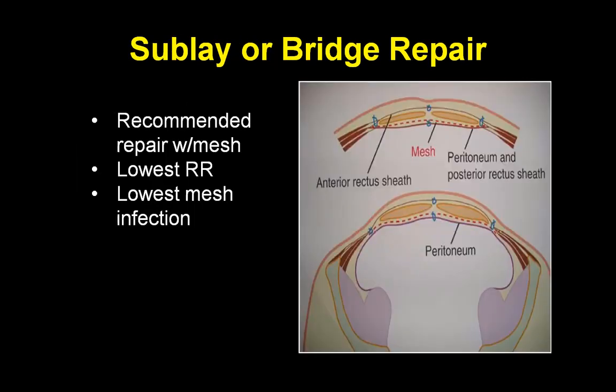Sublay means you're seeing the skin, the subcutaneous tissue, anterior rectus sheath, posterior rectus sheath, and peritoneum. A sublay or inlay mesh is usually between the posterior rectus sheath and the peritoneum, and an onlay mesh would be above, subcutaneous, over the anterior rectus sheath. Most of us do an onlay mesh, whereas a sublay would be much better because it does not cause any infection or anything. But the problem is you need a lot of dissection.